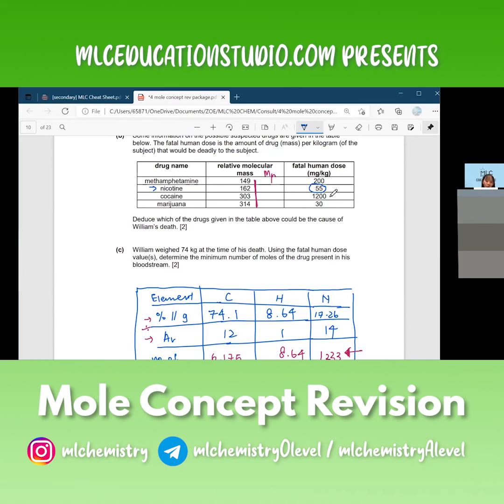from the previous question, even if in part B you cannot get nicotine, there will be an error carried forward mark. So just continue to do no matter what. If you legitimately don't know what to do for part B, just anyhow choose one first so you can do part C. Okay, 74 kg, so I times 74. Okay, I will get 4070 mg of the drug.